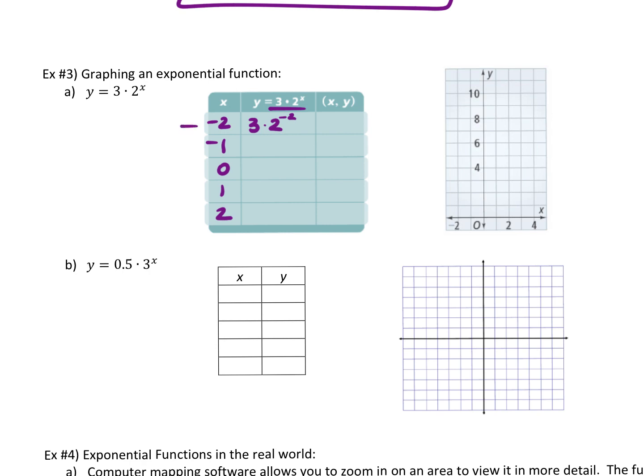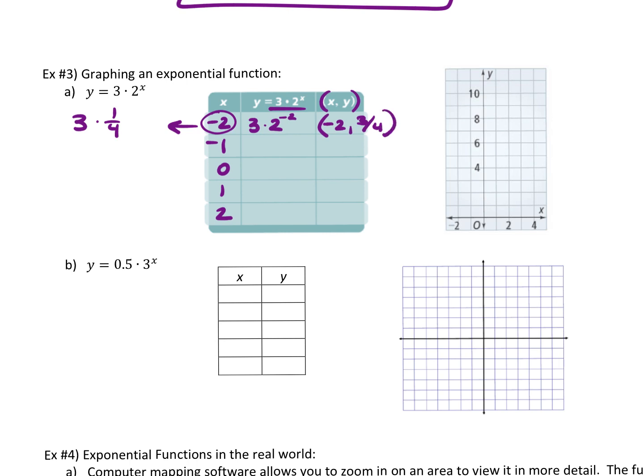So this is, I'm going to write it over here. 3 times 1/4 is 3/4. So the point, the xy that you get is -2 and then 3/4.